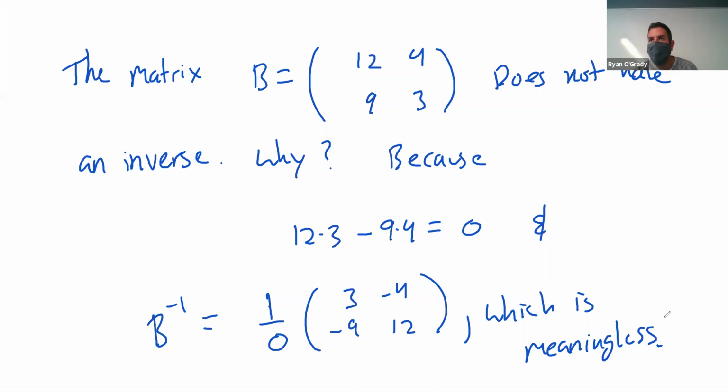Does anybody have a question about this? So if you look at the homework problem, the matrix B I chose had a determinant of 0 as well. 30 minus 30 is 0.